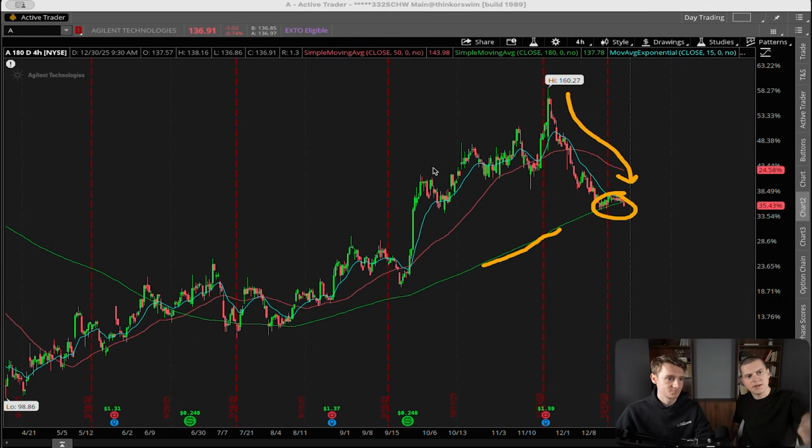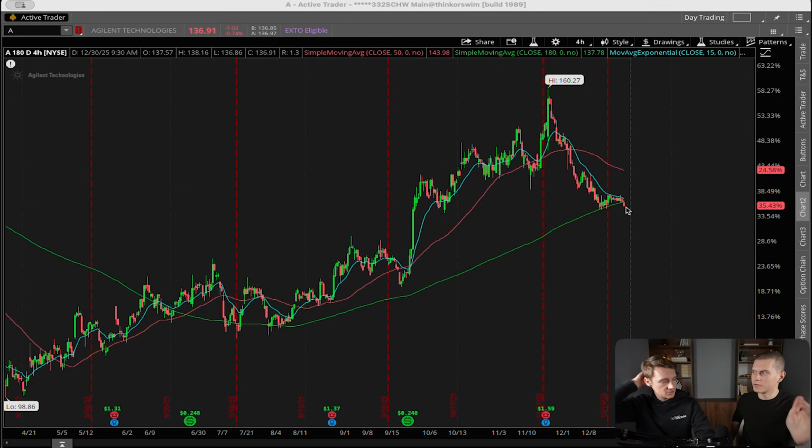But if it pierces this line, it's probably going to go down, right? So can we tell whether it's going to pierce it or bounce off, or is that more like random?